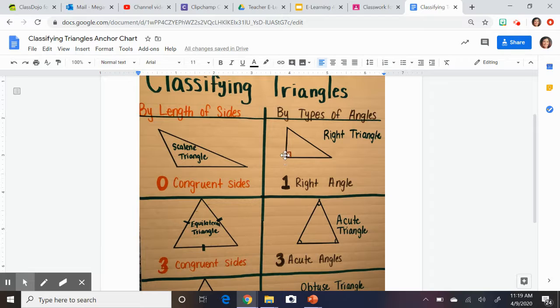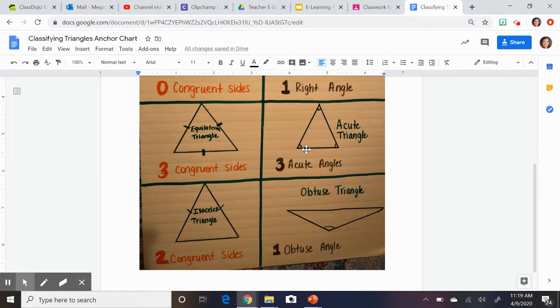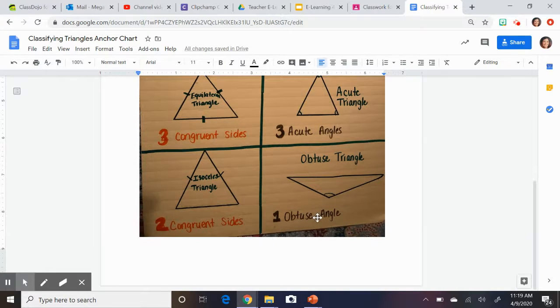All right, so look at the types of angles. This triangle has one right angle. If it has at least one right angle, it's going to be a right triangle, okay? We have our acute triangle, and every angle that it has to be acute, okay? And then your obtuse triangle will have just one obtuse angle, okay?